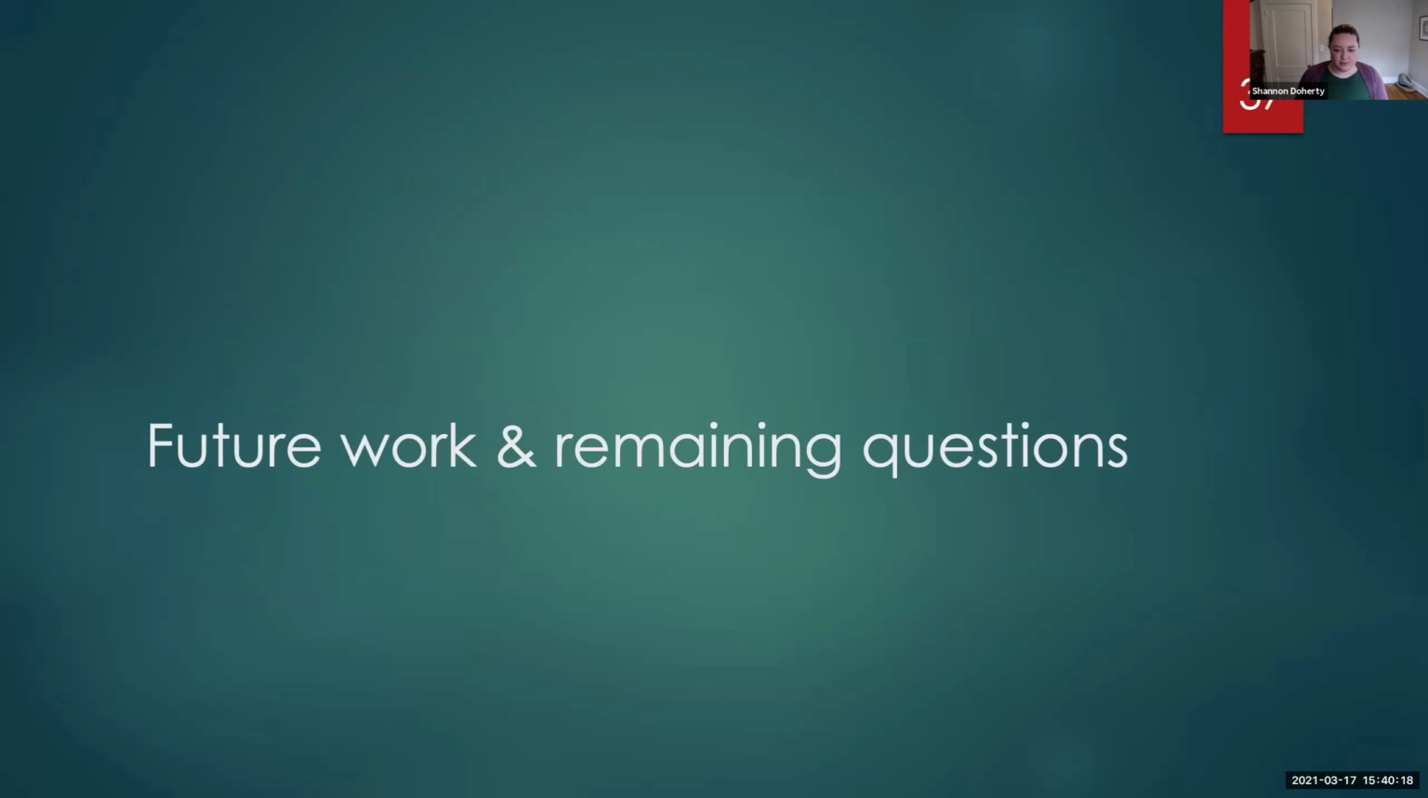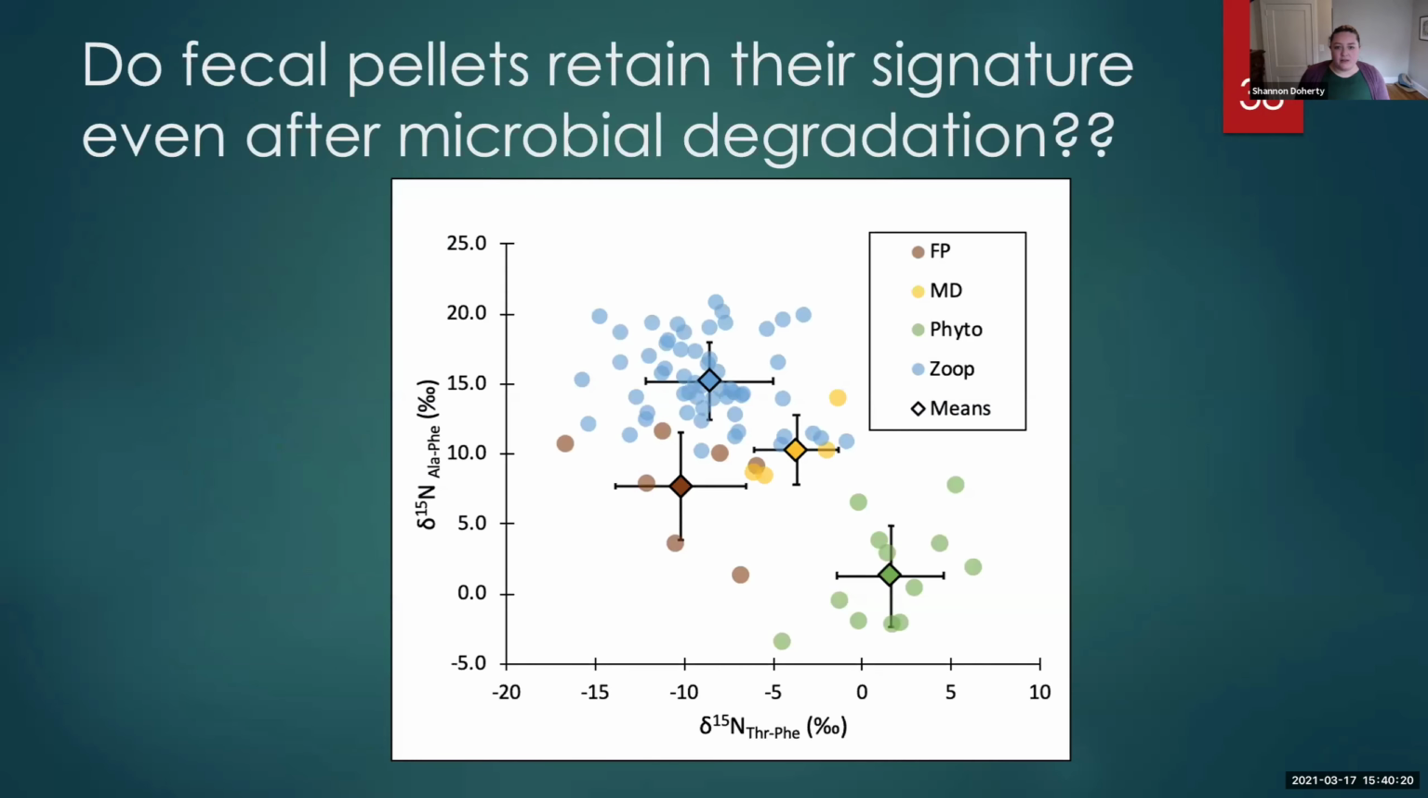So our future work and remaining questions are mainly, do fecal pellets retain their signature even after microbial degradation? As fecal pellets are sinking through the water column, they're still being chewed up by microbes, and this might have an effect on their isotopic signature that we haven't characterized. And I have two major hypotheses for how that could go.